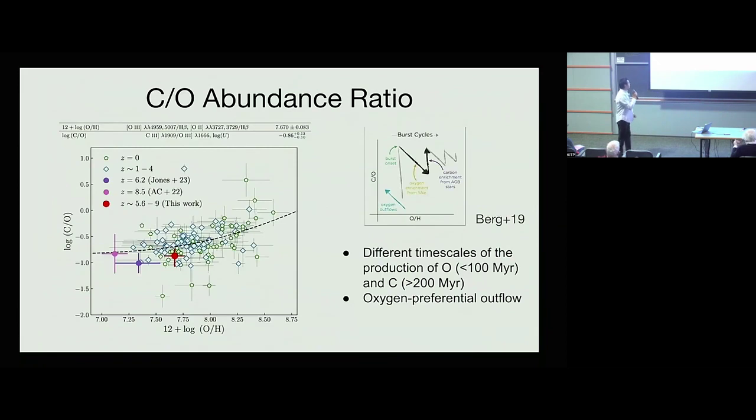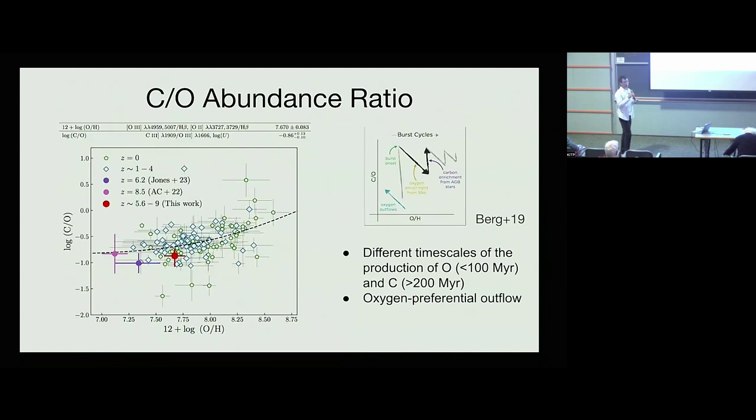Based on the measurement, we compared the carbon to oxygen abundance ratio of high redshift galaxies to the previous measurement of lower redshift galaxies, and also a recent measurement from JWST. The black dashed line here indicates the average trend of the low redshift galaxies. As you can see, all the high redshift observations are lower than the average trend of this dashed line.